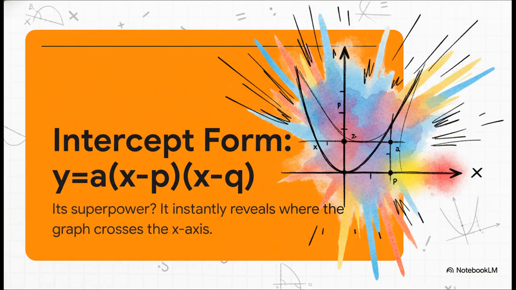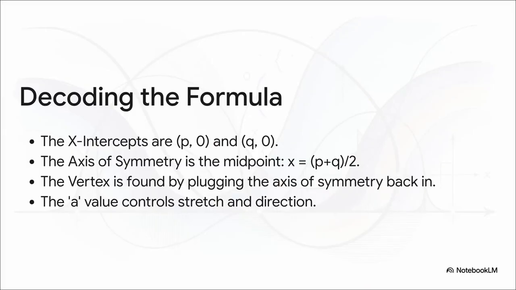The amazing thing about this is that just by looking at the equation, you can instantly see where the graph crosses the x-axis. Seriously, no crazy calculations needed for that specific piece of info. It's just right there in the formula. That's its superpower.